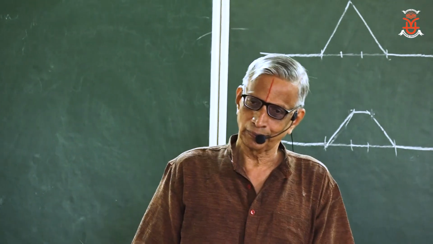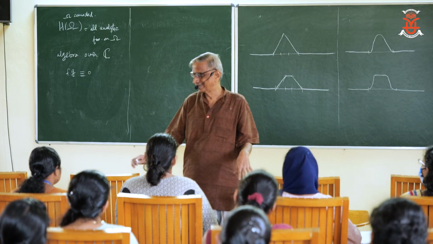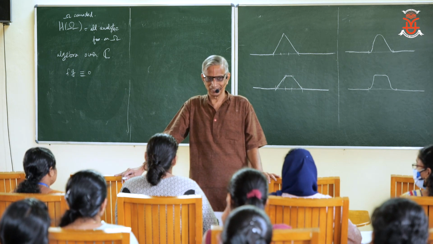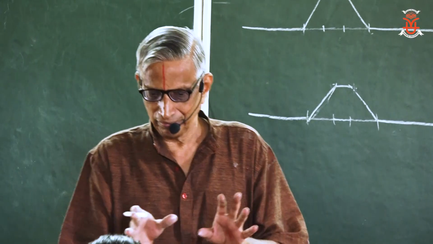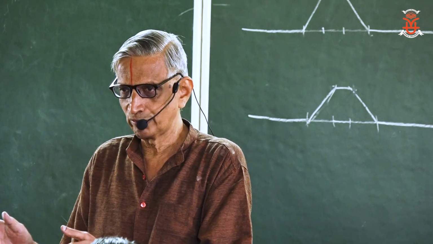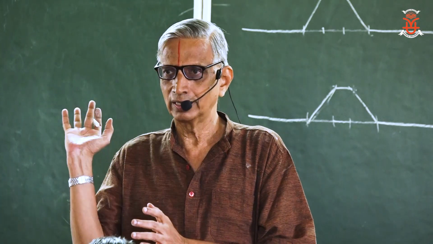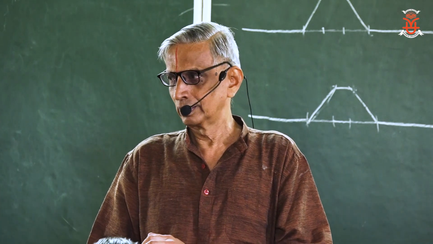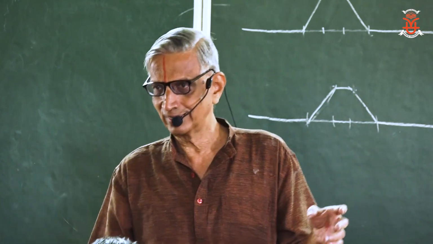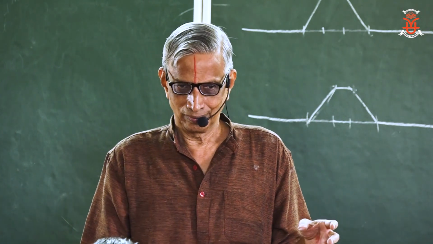What can you conclude from whatever we have said earlier about the zeros of an analytic function? fg is zero means what? f(z) times g(z) is zero for every z in the domain. Which means at every point, either this is zero or that is zero. Okay?